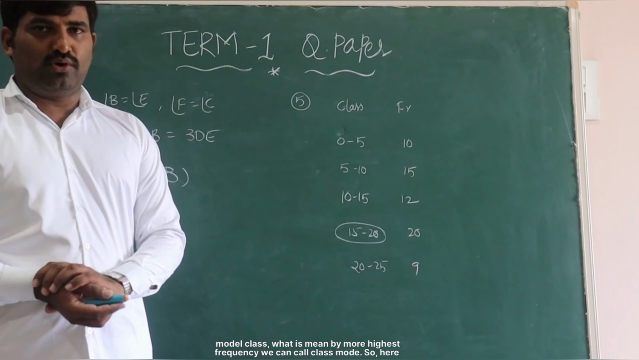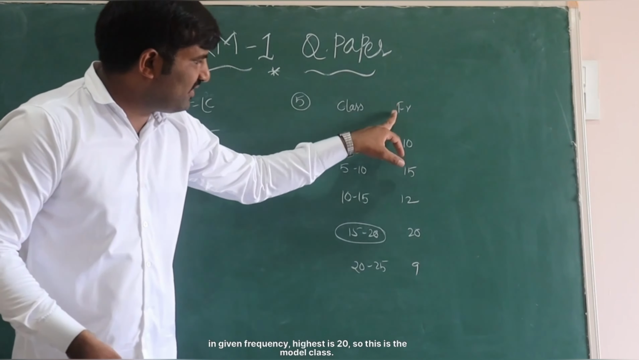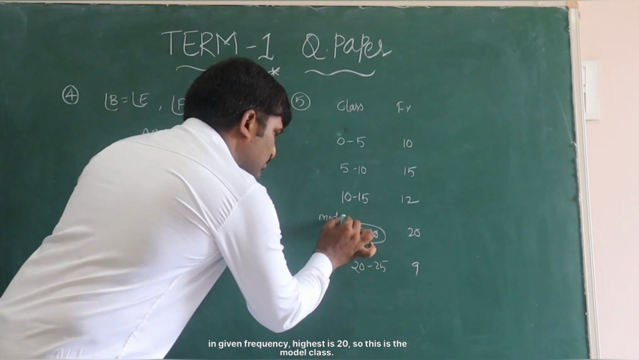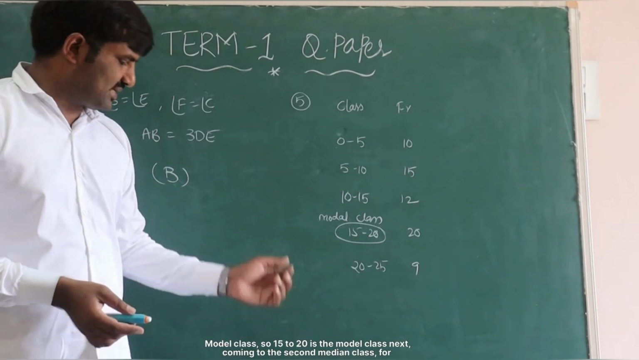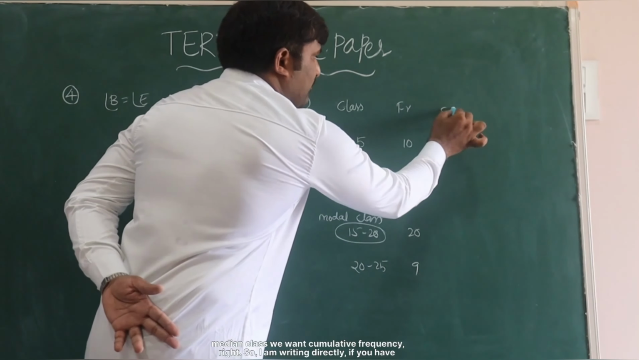What is meant by mode? The highest frequency we can call the mode. So in the given frequencies the highest is 20. So this is the modal class, 15 to 20. Next, coming to the second, the median class. For the median class we want cumulative frequency, right?